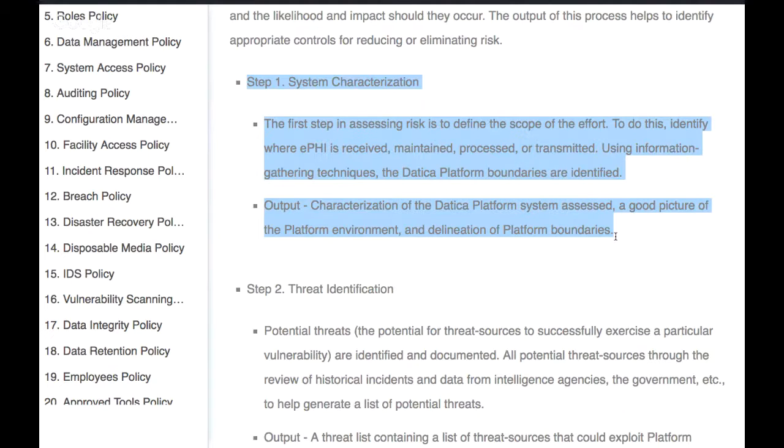So basically, the first step in assessing risk is to define the scope of the risk. To do that, we have to identify where EPHI is received. In our case, EPHI is received in multiple ways. The users register. Not only that, we get pharmaceutical prescription data via files. Those are the two main ways data gets in. Oh, we also get data from DEA. We also get data from other sources.